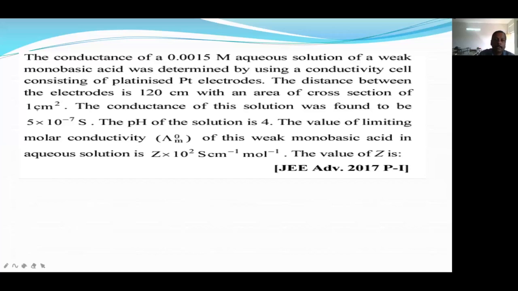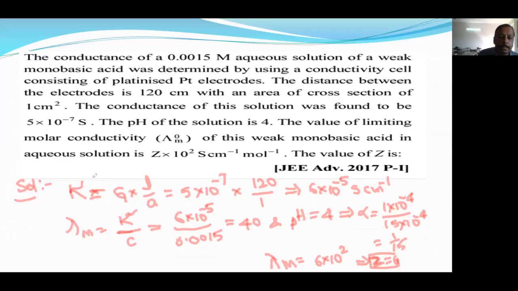The conductance of 0.0015 molar aqueous solution of a weak monobasic acid was determined by using a conductivity cell of platinized platinum electrodes. Okay, here is the detailed solution. Listen carefully. Conductivity is equal to G, conductance, into the cell constant. So 5 into 10 to the power of minus 7, and 120 centimeter distance, and cross section is 1 centimeter square. So we got the conductivity.